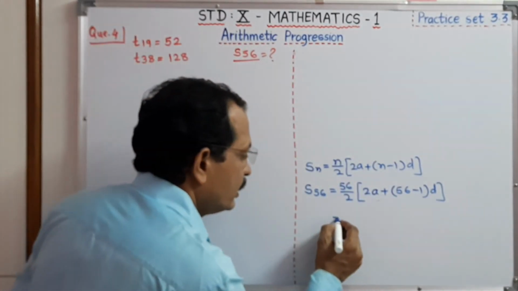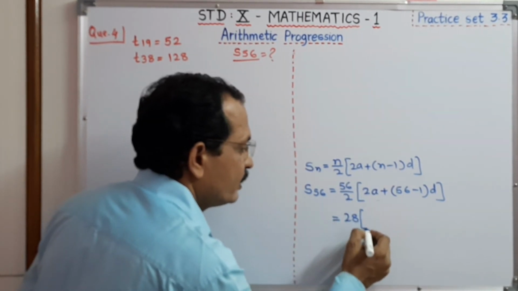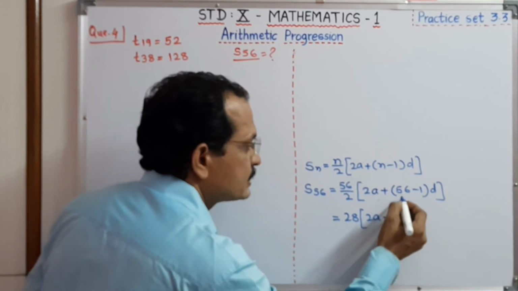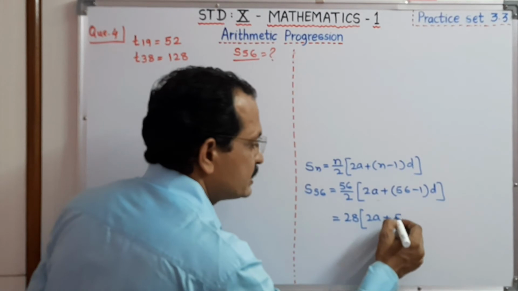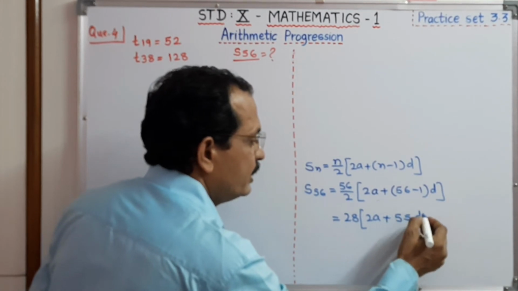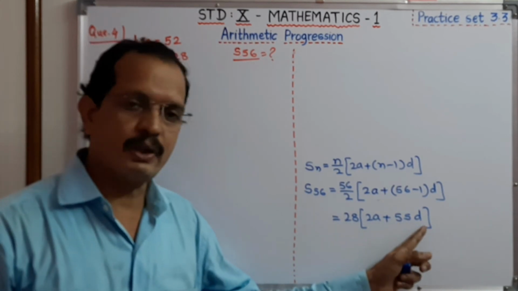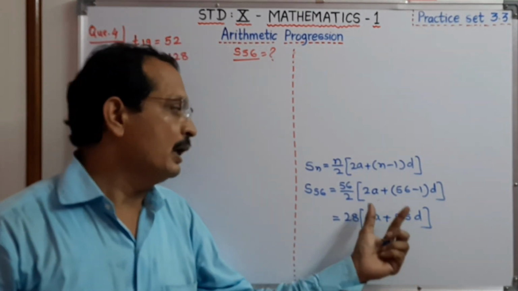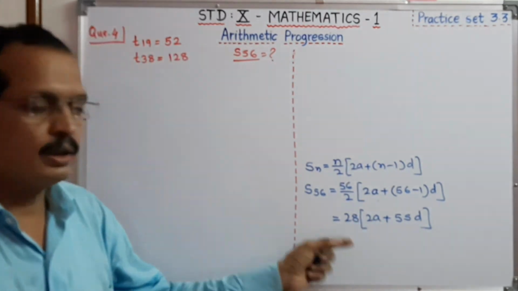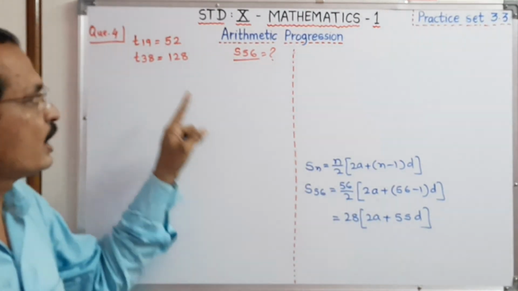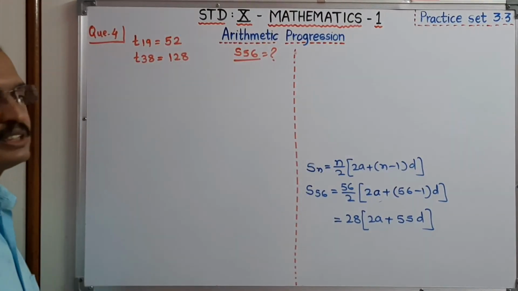Now see here, it is 56 upon 2, it is 28 into 2a plus 56 minus 1, 56 minus 1 is 55, d is there. Now 28 into 2a plus 55d, we solve up to this. Unless and until we know a and d, we can't solve this further. Therefore we leave it as it is. Now to find a and d, this information is given.